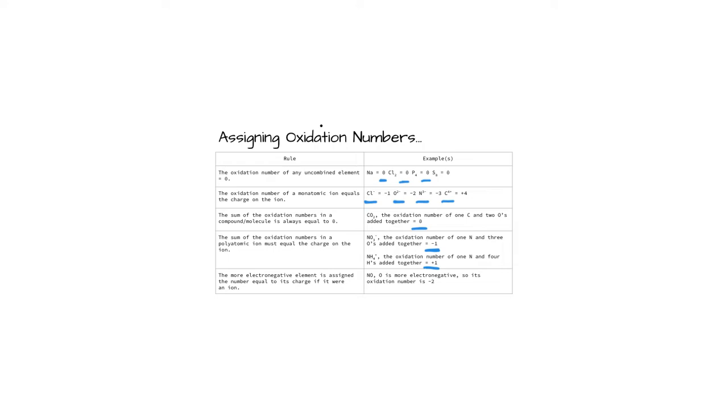The more electronegative element is assigned the number equal to its charge if it were an ion. So if I have nitrogen monoxide, then the O is more electronegative, and its oxidation number would be equal to its charge, which is -2. So that says there that the nitrogen would have to be a +2 to make that molecule have an overall charge of 0, which was rule number 3 above.